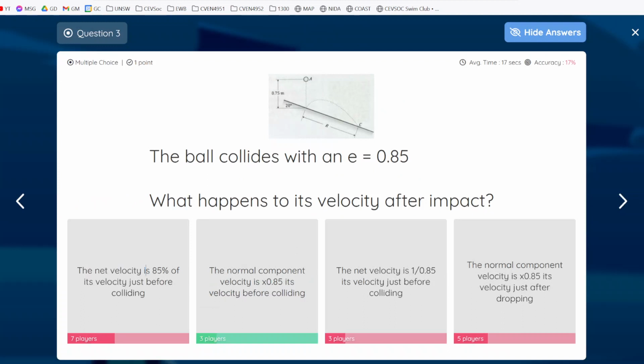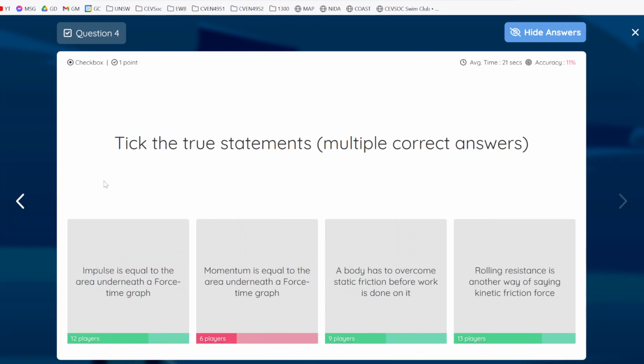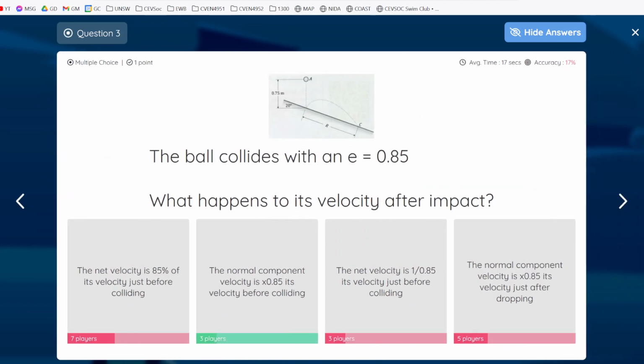Yeah, this one's wrong because I said the net velocity is 85%, which isn't true because the tangential one is going to keep 100% of its velocity, right? And then that one's just, oh, that one's the other way around, yeah. And then just after dropping, it's a wording thing. It's basically just after dropping, as in it starts at v equals 0, right? When you drop the ball. Yeah, it's about the collision, not the, yeah, I know.